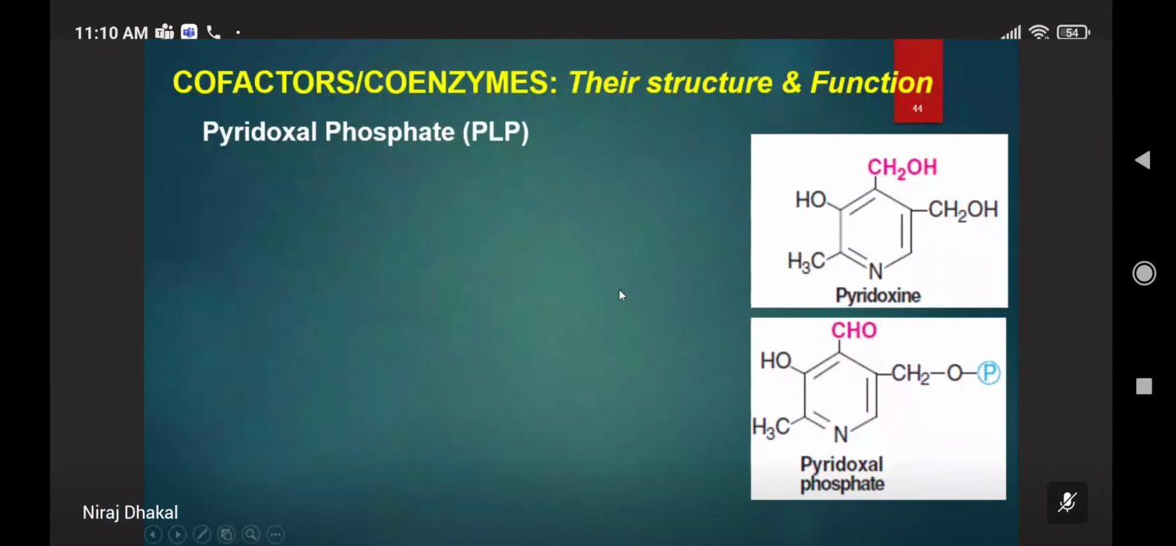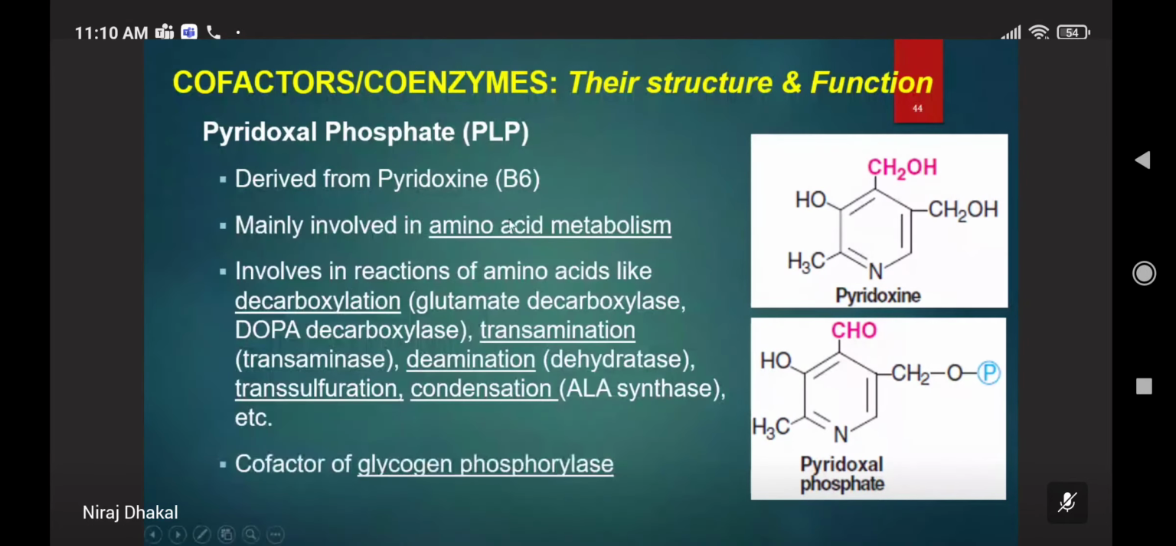So pyridoxal phosphate, pyridoxine is the parent compound, and this is the activated, phosphorylated form of vitamin B6. Pyridoxal phosphate is the aldehyde form. Although there are other isomers of pyridoxine, pyridoxal, pyridoxamine, the aldehyde form is the active form, involved in amino acid metabolism. The main role of pyridoxine is amino acid metabolism.